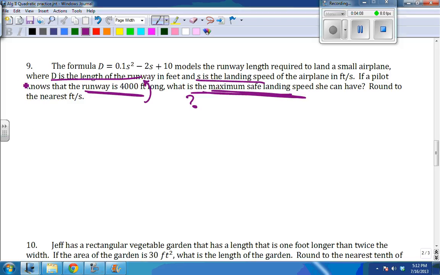So I need to set this for my D. That's my 4,000, because that's what they want the runway length to be. They want it to be 4,000, so it's not going to be 0. It's going to be 4,000. And then S is my variable.